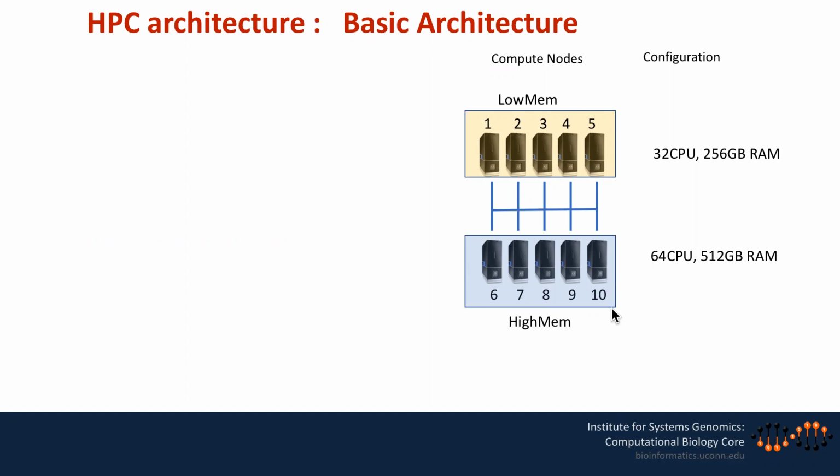Okay. And these groups are referred to as partitions and queues. The technical term of these groups: high mem is a partition. High mem and low mem are two different partitions in this compute node. Okay. So right, we bought these 10, interconnected them well, and this whole thing is working as a single unit.